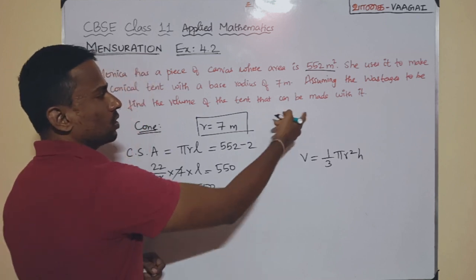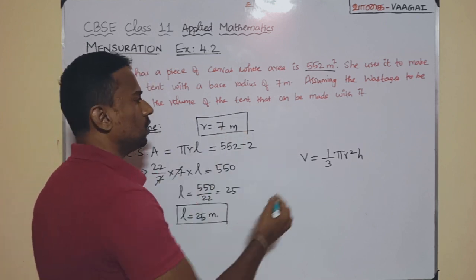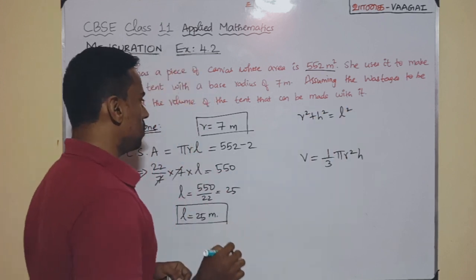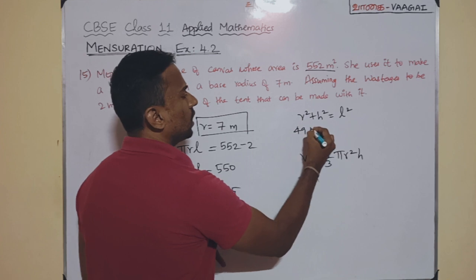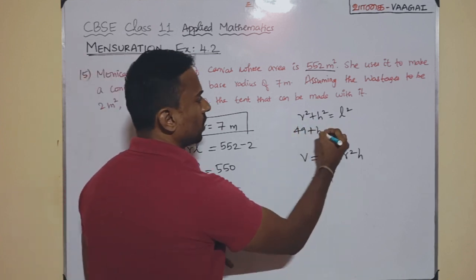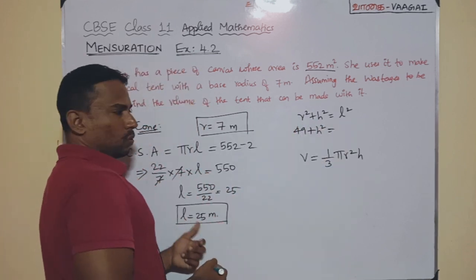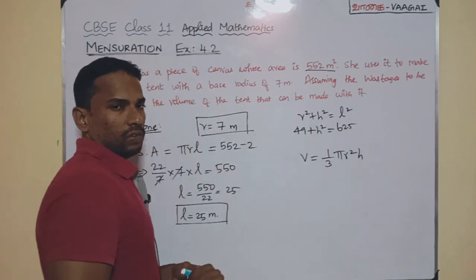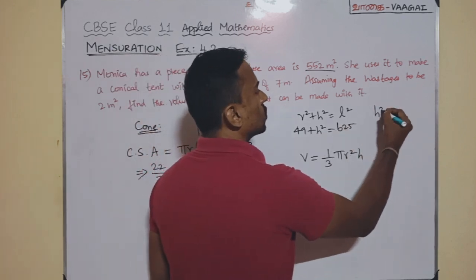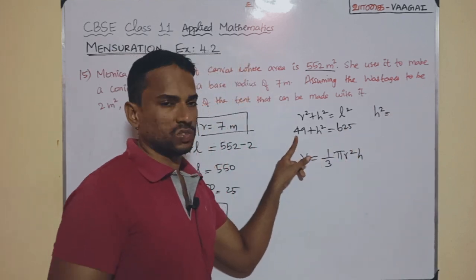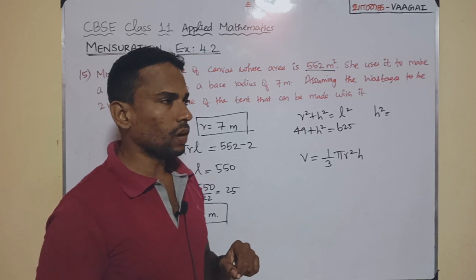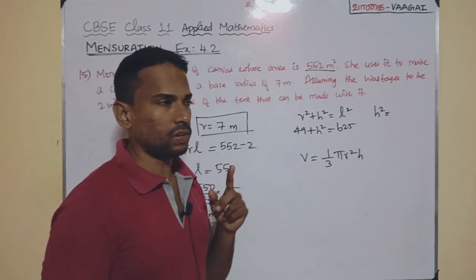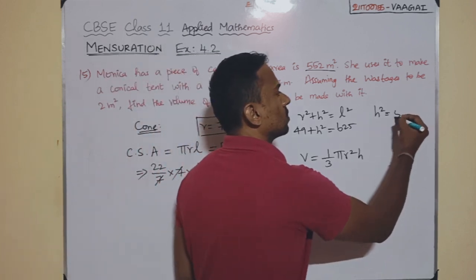I think I can use this space. We have got enough space here. r square plus h square is going to be L square, which means 49 plus h square is what I need to find. This is equal to the right hand side, L square. L square is going to be 25 square, and that is going to be 625. So that means h square is equal to 625 minus 49. 625 minus 25 will be 600, minus 25 will be 575, plus 1 will be 576.